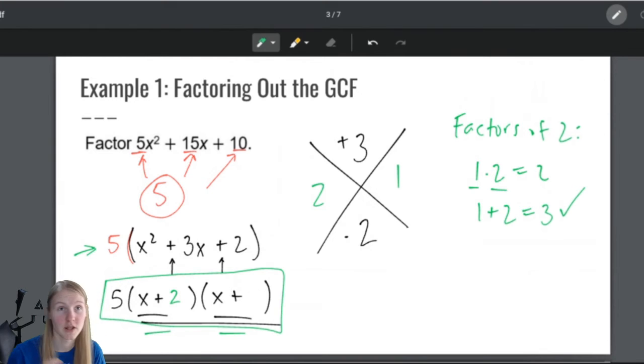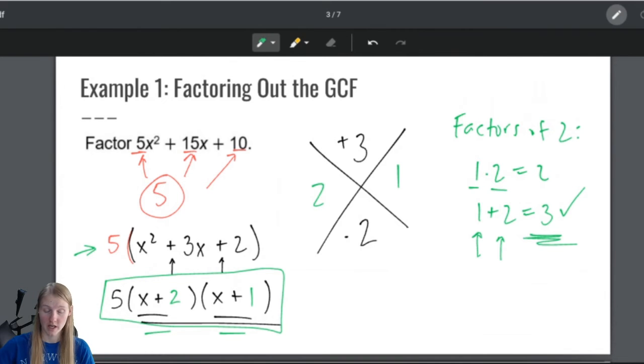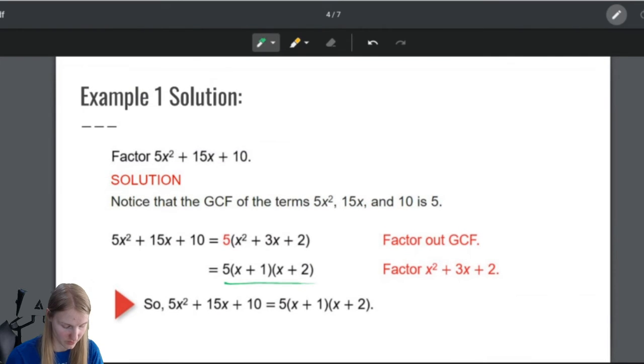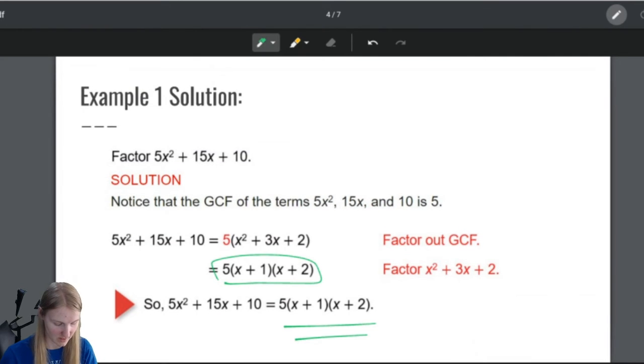And this is why we check our answer. It added up to 3, but it's these numbers that go inside of our parentheses. Woo! That was a close one. 5, x plus 2, x plus 1. Yes, indeed. There we go.